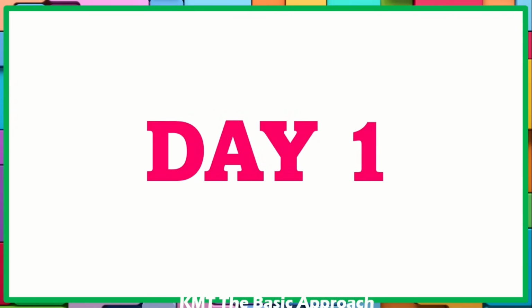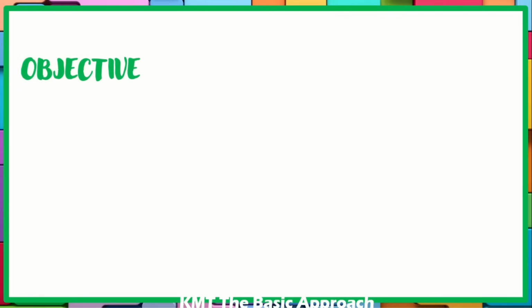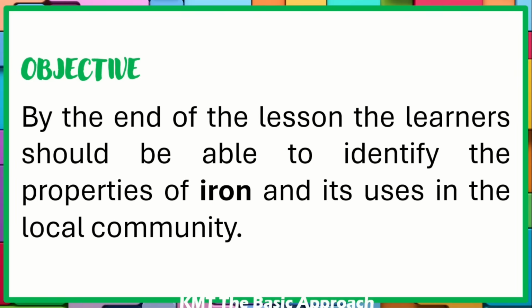Day 1. Objective. By the end of the lesson, the learners should be able to identify the properties of iron and its uses in the local community.